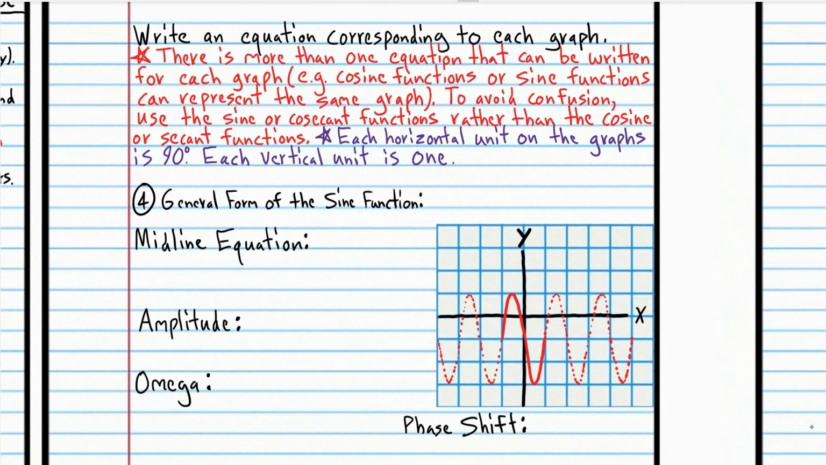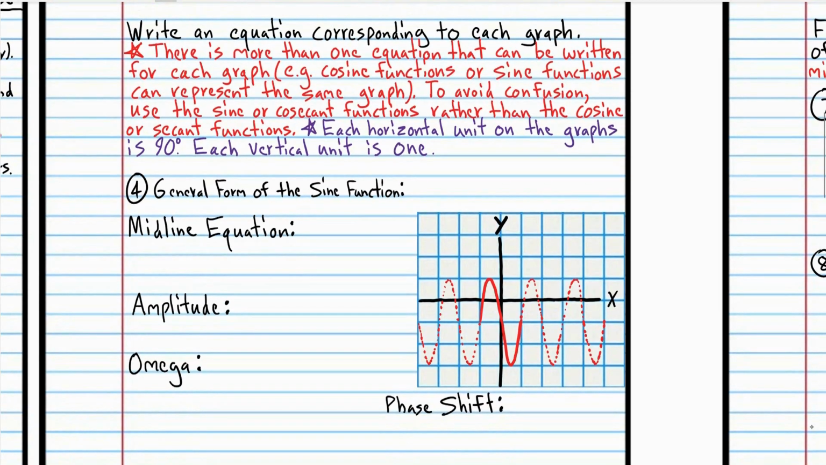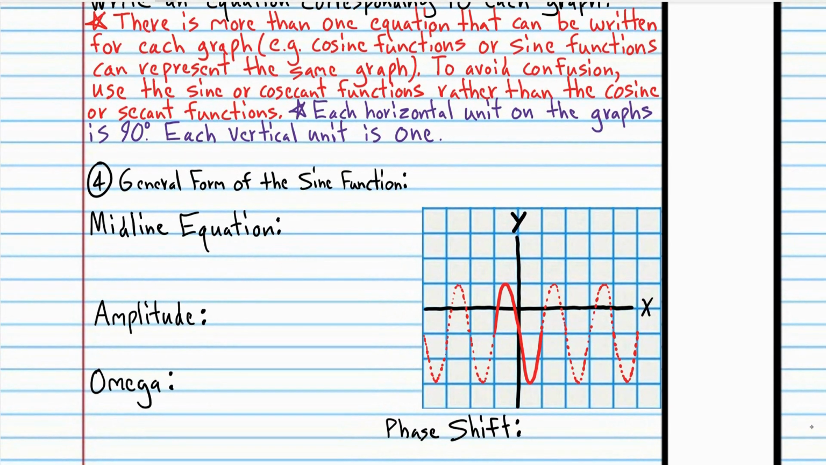So now we're given graphs and asked to find the equations of those graphs. Now, this is a sinusoidal graph, which means that you can represent this graph with a cosine equation or a sine equation. But it says up here, always use the sine equation or the sine function. That way, when you check your answer, we'll have the same answer.